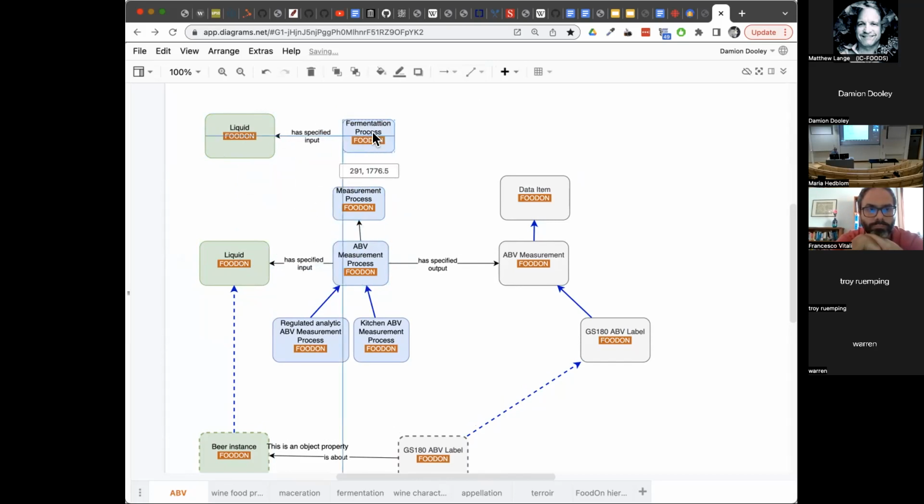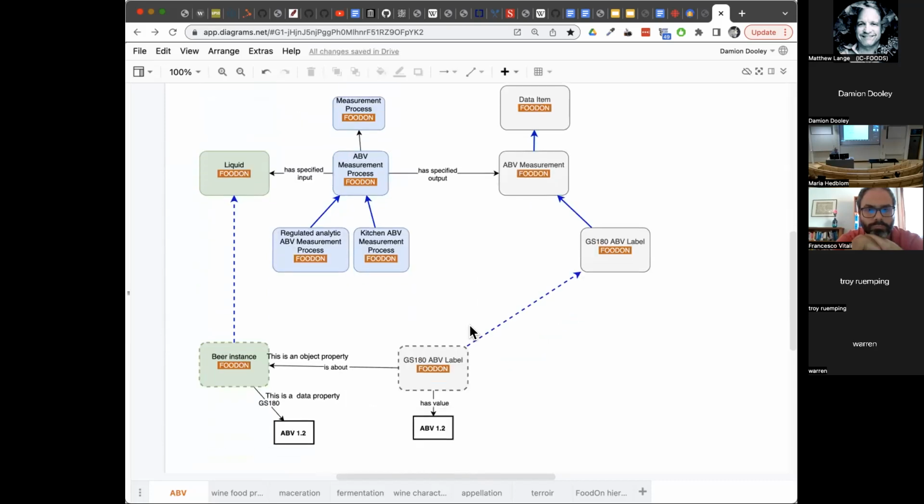Oh, I see. Okay, and I have a question. This GS1 ABV label, is 180 part of GS1, or is that something? I think that's my audio connection. It should be GS1 ABV. That's what I thought. Okay, I just wanted to make sure. I get it.